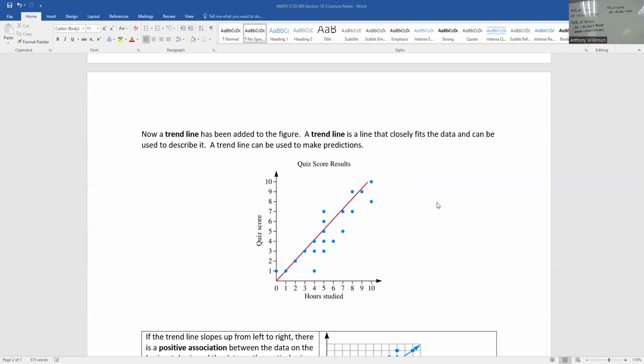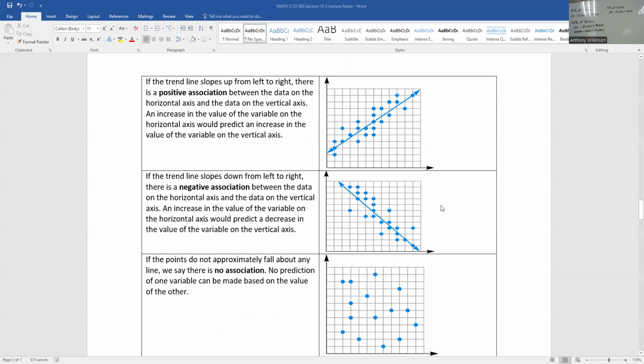Now, there are three different types of associations that we have: a positive, a negative, and also no association. Here's what a positive association looks like. If that trend line slopes upward from left to right, that means we have a positive association. So we can say that an increase in the value of the variable on the horizontal axis would predict an increase in the value of the variable on the vertical axis. So as x increases, y increases.